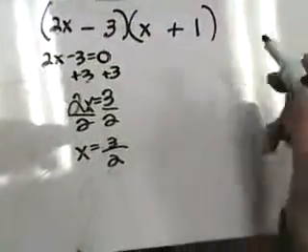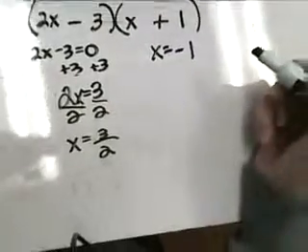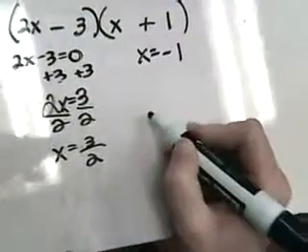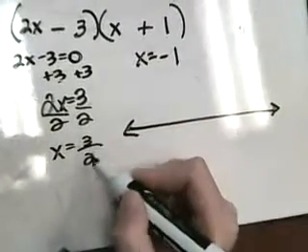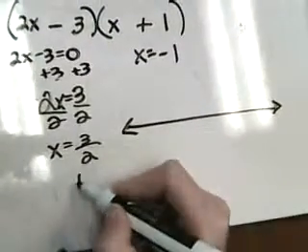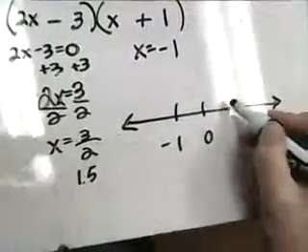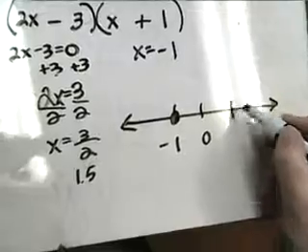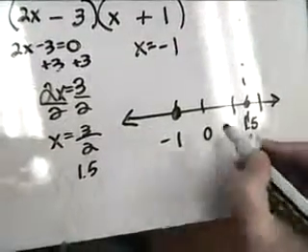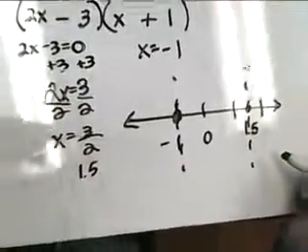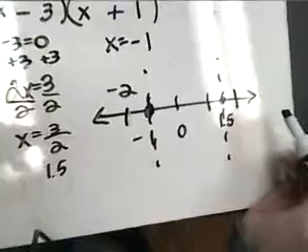All right, and then this one is easy. That one's negative 1. Okay, so now we're supposed to plot these on a number line. 3 halves, remember that's just 3 divided by 2, which is 1.5. So here's 0, here's negative 1, and here's 1, 1.5. Remember, this creates my boundaries, because then I'm going to pick a number to the left. An easy one would be negative 2 to test.